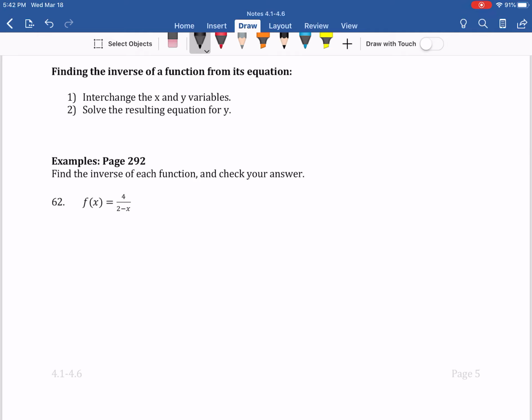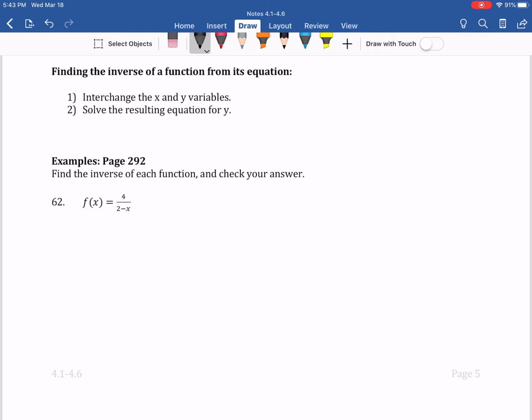All right. So we talked about finding the inverse from a graph, right? Now we're going to calculate the inverse, or come up with the inverse function, from its equation. There's two steps. Step one, flip around the x and the y. Step two, solve what you get for y. And that's your inverse equation. So let's see how this works for number 62.